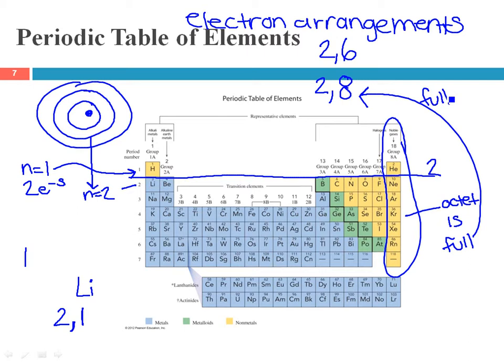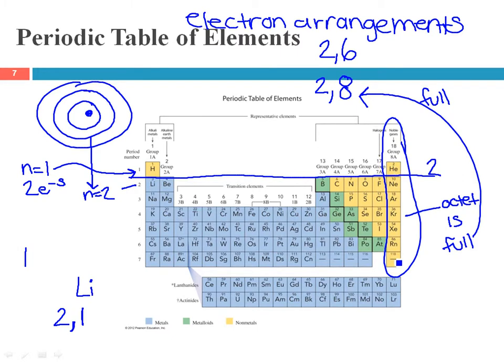It has 8, and we know that that energy level can only hold 8, and so it's full. It's stable. It's happy the way that it is. And what we're going to see is that other elements want to be like the noble gases. They want to gain or they want to lose electrons so they can be like these stable noble gases here.